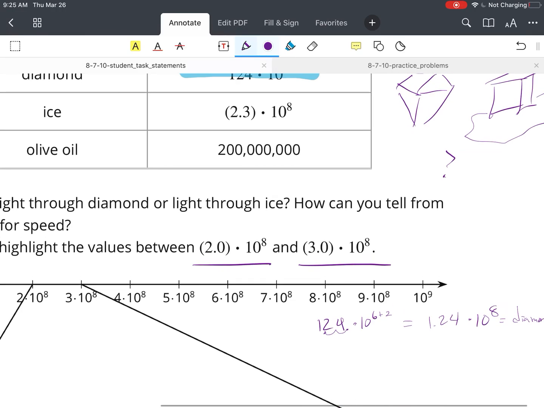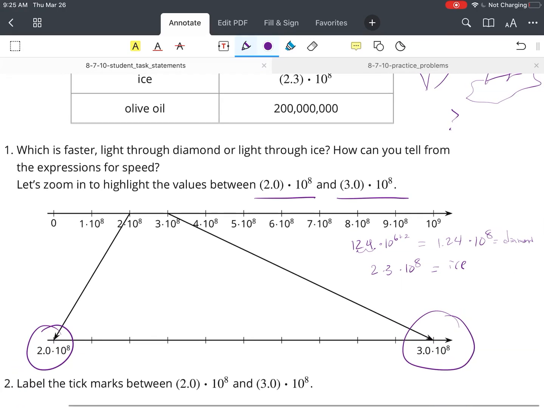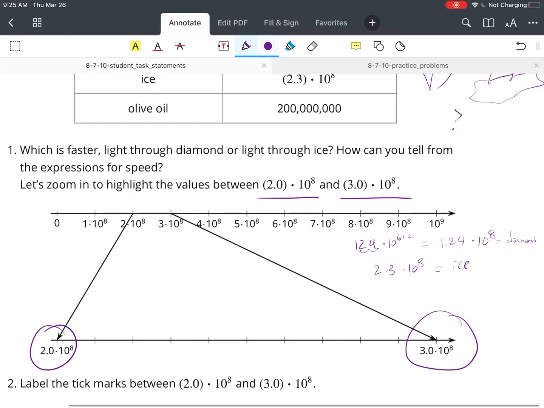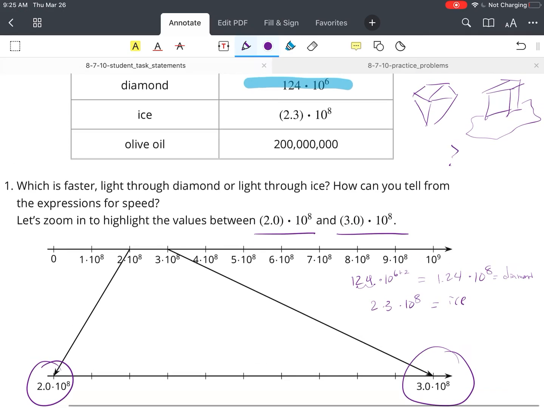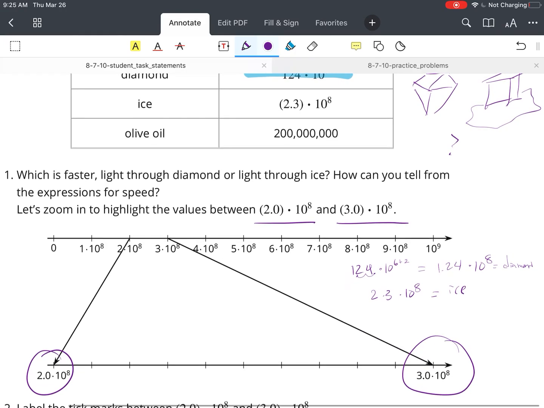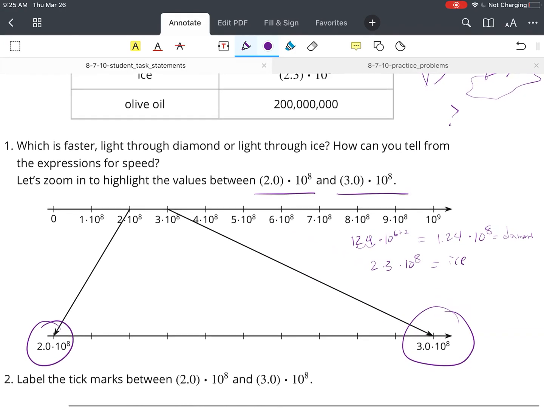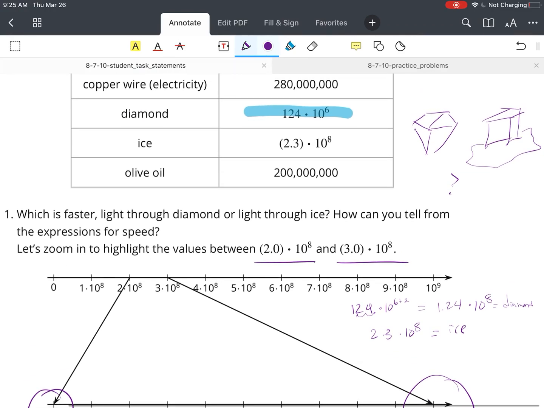The other one is ice. Oh, that's already written there for us. 2.3 times 10 to the 8th, and that's ice. Okay? So, let's see. Diamond, wait, it's 1.24 times 10 to the 8th. That doesn't make any sense. That really does not make any sense.